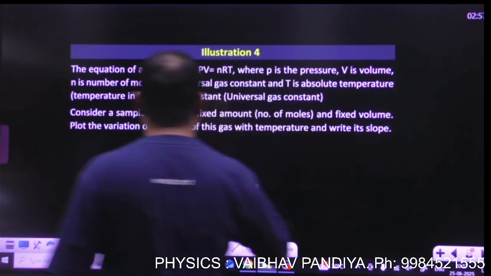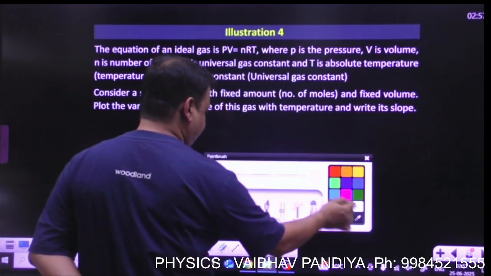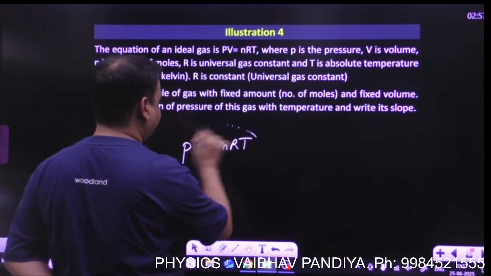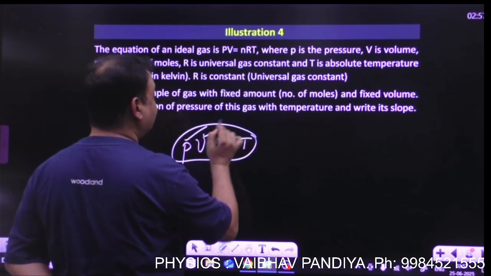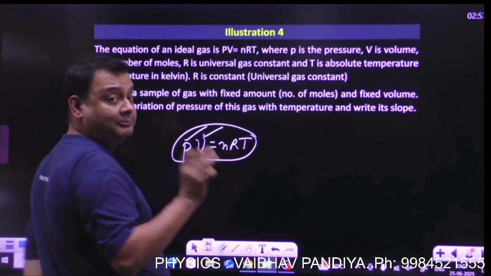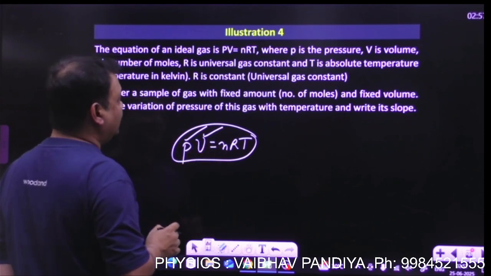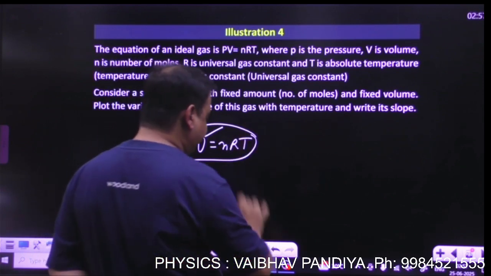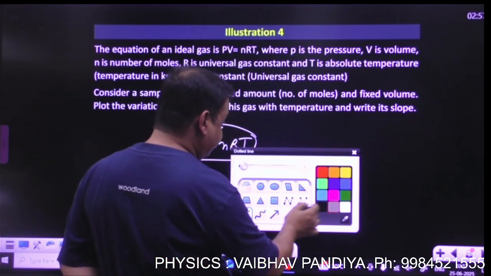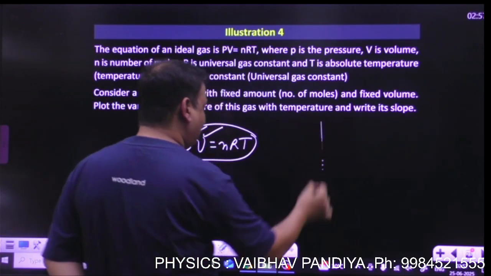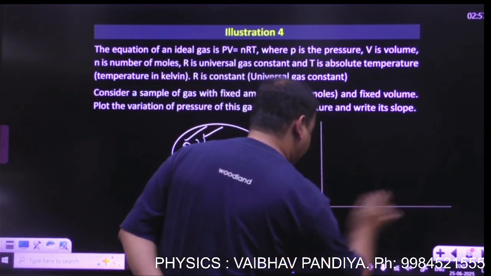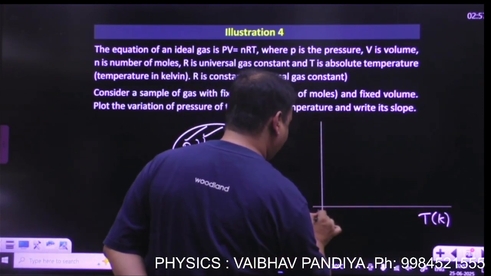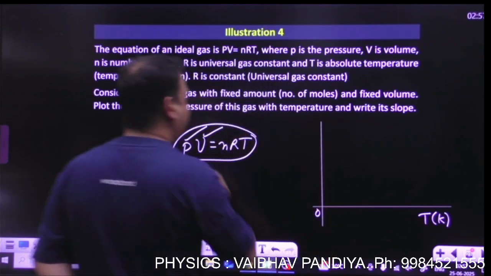The equation of an ideal gas is PV is equal to nRT. When we study thermodynamics, then we will see the ideal gas follows this equation. P is the pressure, V is the volume of the gas, n is the number of moles, R is the universal gas constant, and T is the absolute temperature, temperature in Kelvin. And Kelvin temperature is never negative. So whenever you are plotting something with absolute temperature, Kelvin temperature, the graph never goes towards the left side.